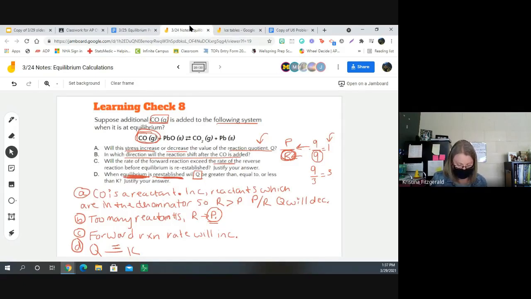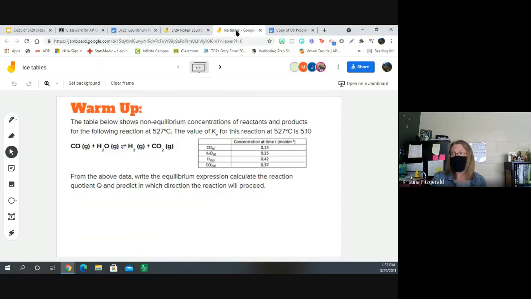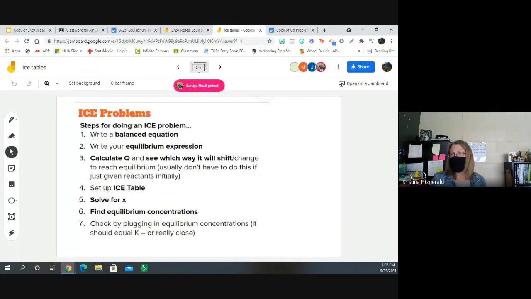Okay, so let me pull up, what is today? Oh, ice tables. Okay, I'm going to pull up the next set here. We're going to look at what's called an ice table. There are a series of steps that we do for this. So I would take a moment. Step one is the balanced equation. So take a second here and get a couple of these steps written down, and then I'm going to do a couple of examples to explain what on earth these steps even mean.